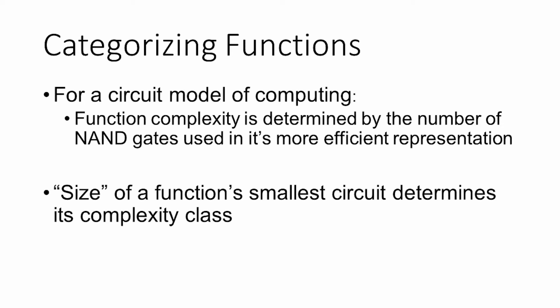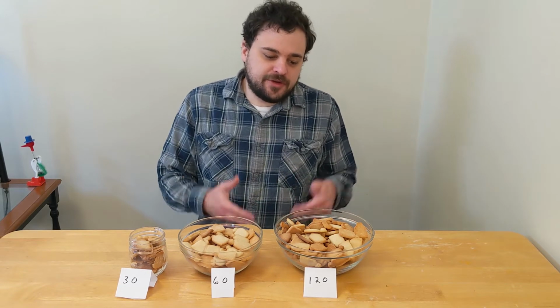For Boolean circuits, the way that we're going to identify our complexity classes is going to be by the number of NAND gates that are required to implement some function. So the idea here is we're categorizing functions in our complexity classes according to the size of the smallest circuit that can implement them. So for instance, we could have a complexity class that is going to be all of the circuits that could be implemented using only the number of NAND gates that are in this bowl.